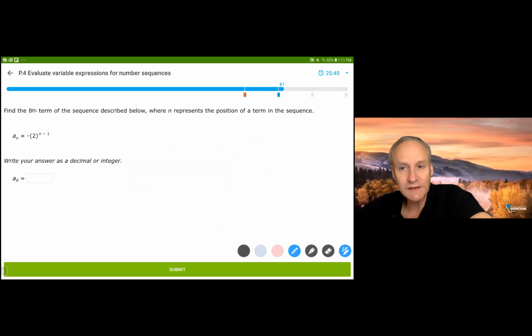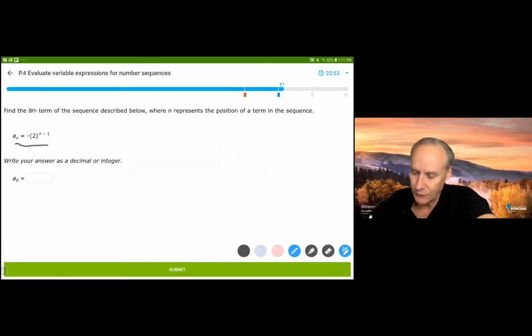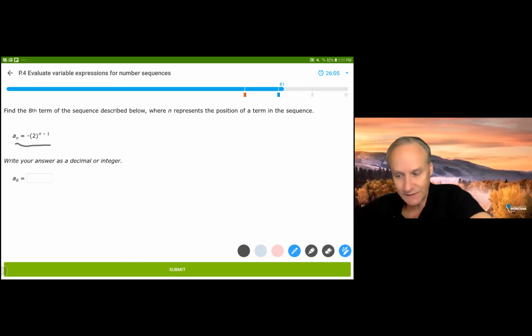Okay, this is called an explicit formula. That's what this is called. A recursive formula has a sub n minus 1 in it, which means you use the last term to find the next term. But this is called an explicit formula.